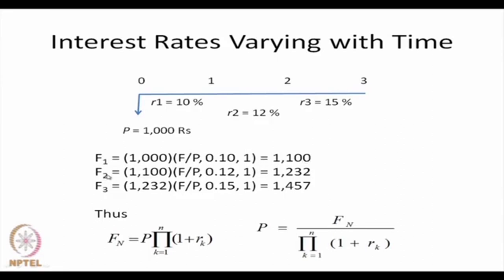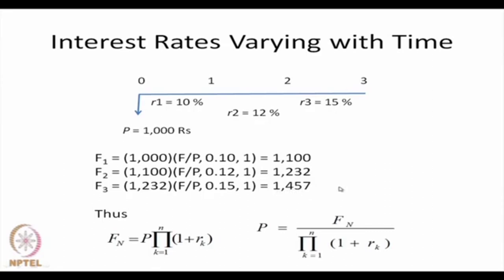Then suppose we are interested to find out F2, then taking this as the principal, we can find out its compound amount, which is 1100 multiplied for 1 year by 1.12, that comes to 1232. And here it is compounded at the interest rate of R3 equal to 15%. Therefore, it is 1232 multiplied by 1.15 and that comes to 1457 rupees.